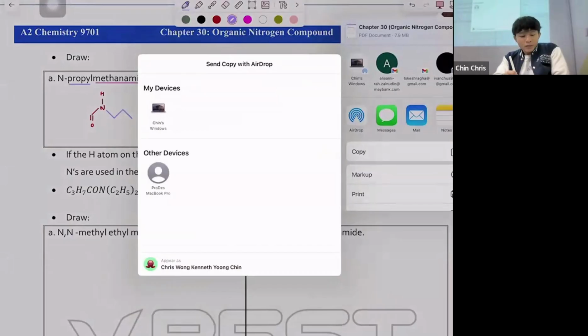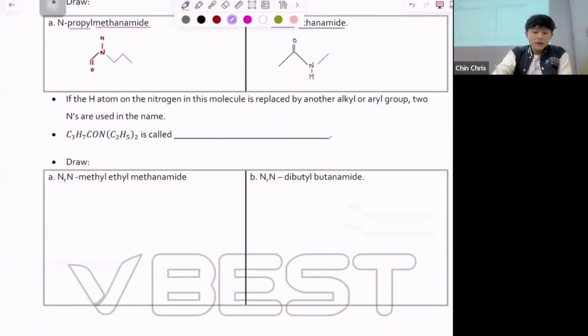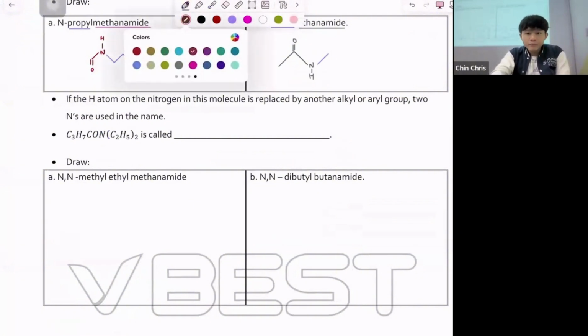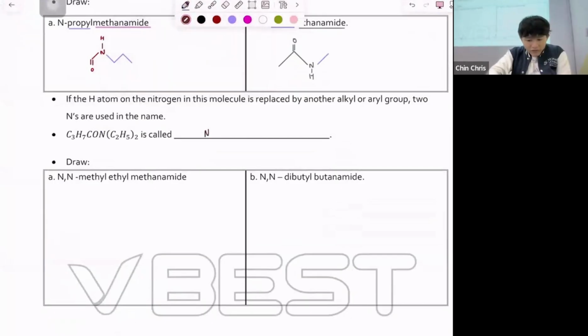Hi guys, next. Okay, let's say if you have 2 hydrogen being substituted, right, guys? Let's look at it. There's no more hydrogen left, right? So we call it an N,N, double N. So we call it N,N-di. This is an ethyl, right? 4 carbon, butanamide.